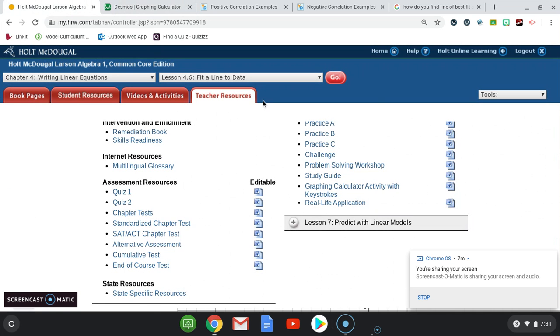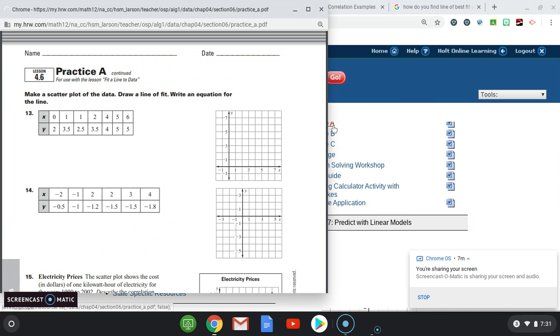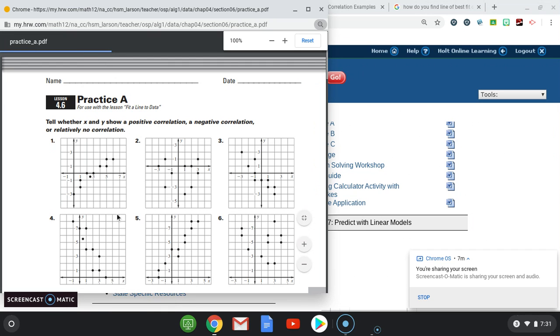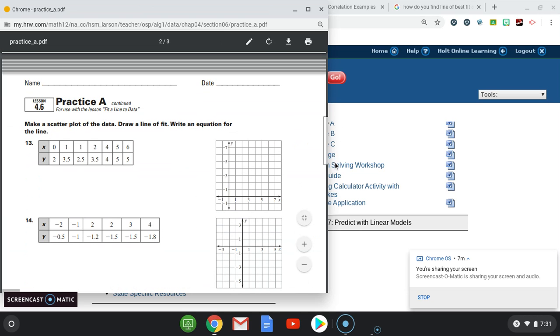So now if I go back to another example, let me clear these out. And let's do one more. So let me go to practice A again. So I'm going to type in this data. I had it up there. I don't know why I did that. All right, so -2, -0.5.